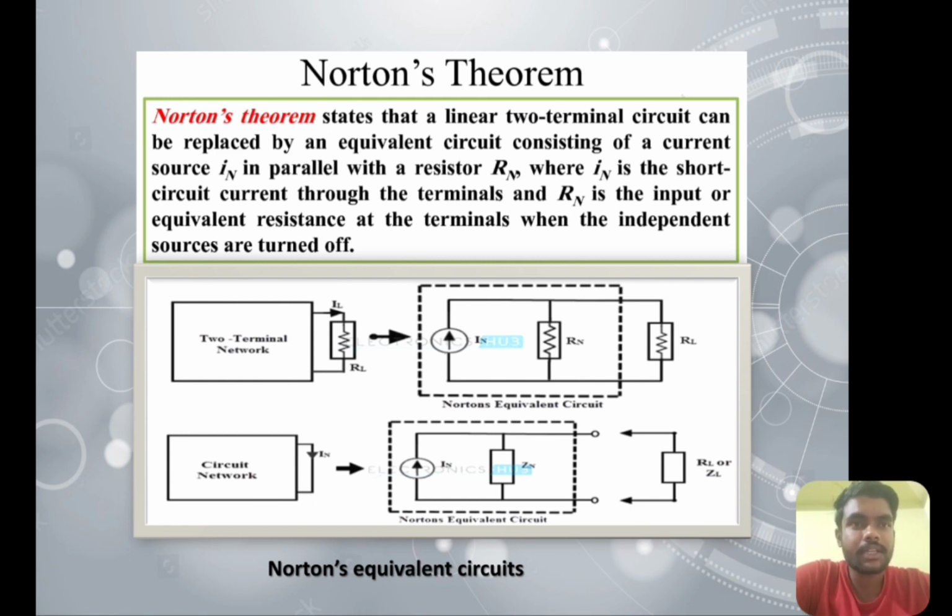Norton's theorem statement. It states that a linear two-terminal circuit can be replaced by an equivalent circuit consisting of a current source IN in parallel with a resistor RN, where IN is the short circuit current through the terminals and RN is the input or equivalent resistance at the terminals when the independent sources are turned off. We can see the diagrams as per the statement.